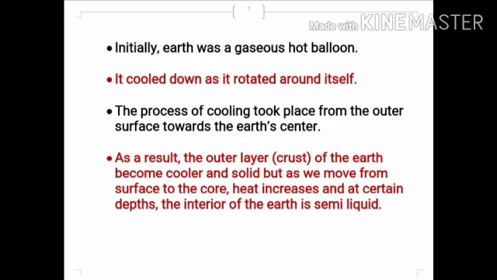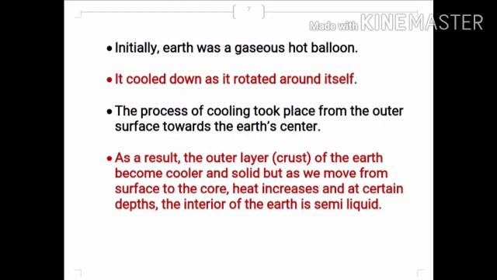Initially, Earth was a gaseous hot balloon, meaning the scientists have estimated that in the beginning the Earth was nothing but a balloon filled with hot gases. Next, it cooled down as it rotated around itself. Rotation: as the earth was moving round and round, it started cooling down. The process of cooling took place from the outer surface towards the earth's center.